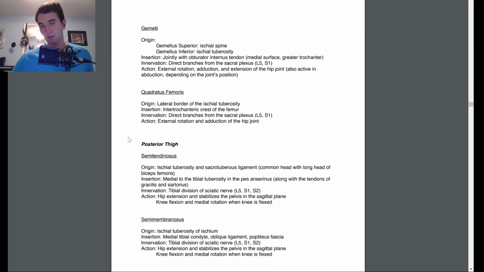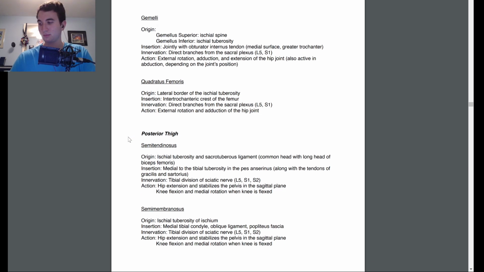And then the final one of the gluteal region is the quadratus femoris, which originates at the lateral border of the ischial tuberosity, inserts at the intertrochanteric crest of the femur. Innervation is caused by direct branches from the sacral plexus, L5 and S1, and the actions are external rotation and adduction of the hip joint.